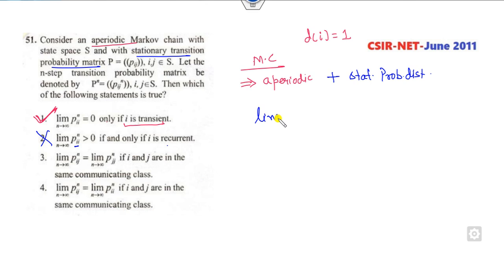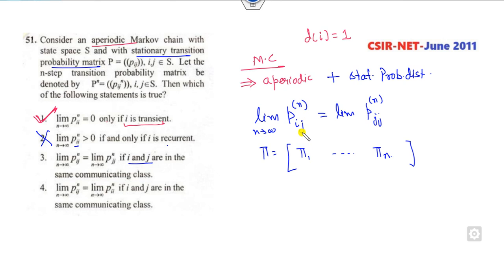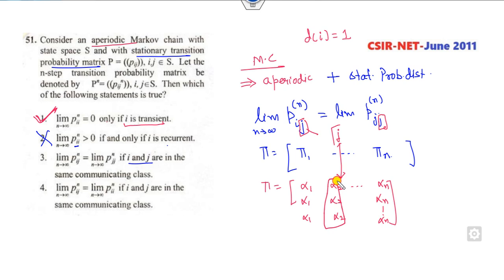limit as n approaches infinity of p_ij(n) is the limiting probability of p_jj(n). If i and j are in the same communicating class, there is a limiting probability here. You can see this is my pi 1 up to pi n. So what is that? You can see here the jth column. Whenever there is a limiting probability, what kind of limiting probability is it? If it is alpha 1, alpha 2, up to alpha n, each column has the same alpha 1, the limiting probability has this nature. So you can see this is the jth state, and each of the jth states has the same probability. So that is the right answer of the problem.